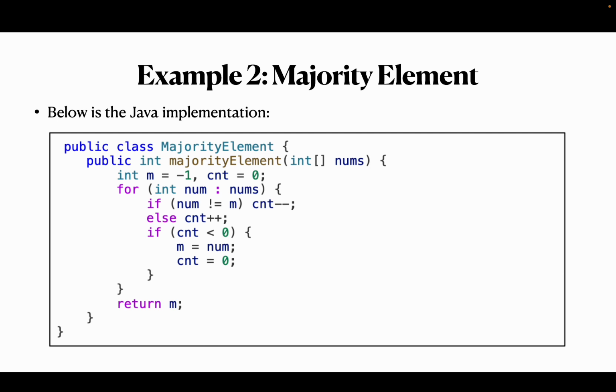Then we create a pointer to traverse this array using a for loop. At each step, as we mentioned, if the current element is not equal to the current majority element, we just decrease the count by 1. Otherwise, we increase the count by 1. If we notice that the count is smaller than 0 currently, we need to update the majority element m equal to the current element num, and then reset the count equal to 0. After we finish traversing this array, we finally get our majority m and just return it.